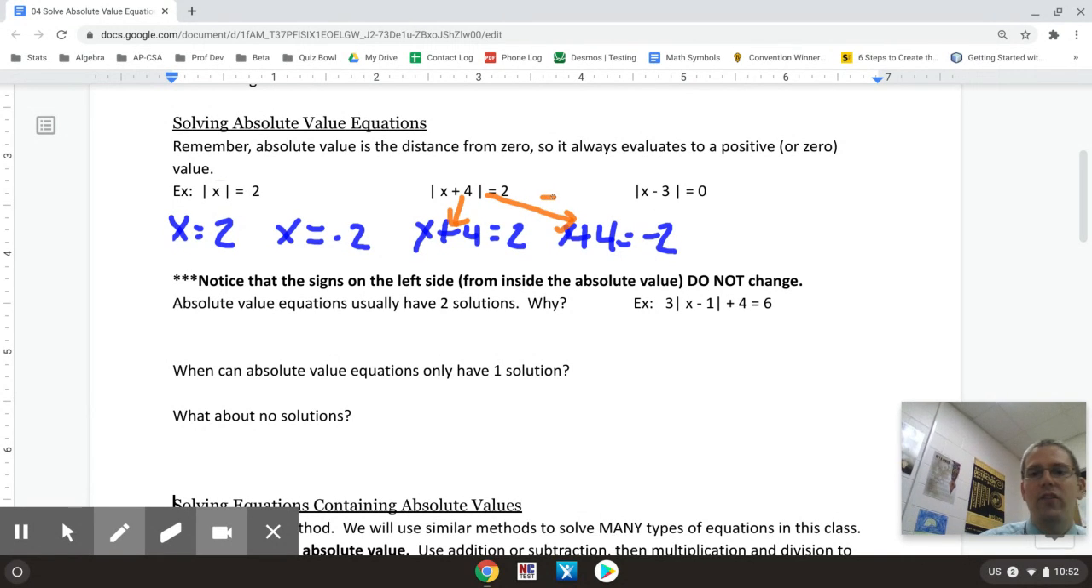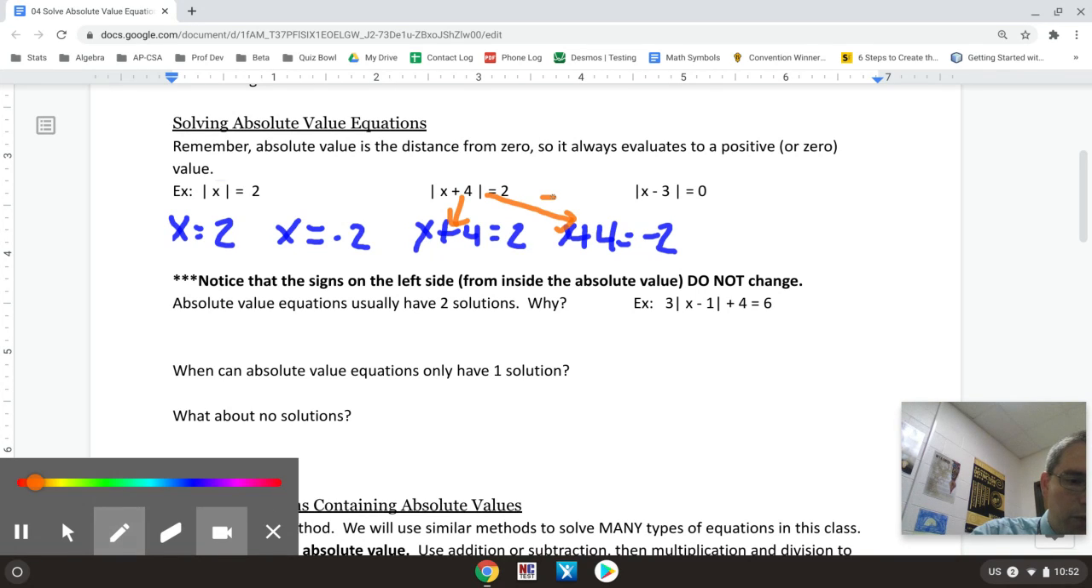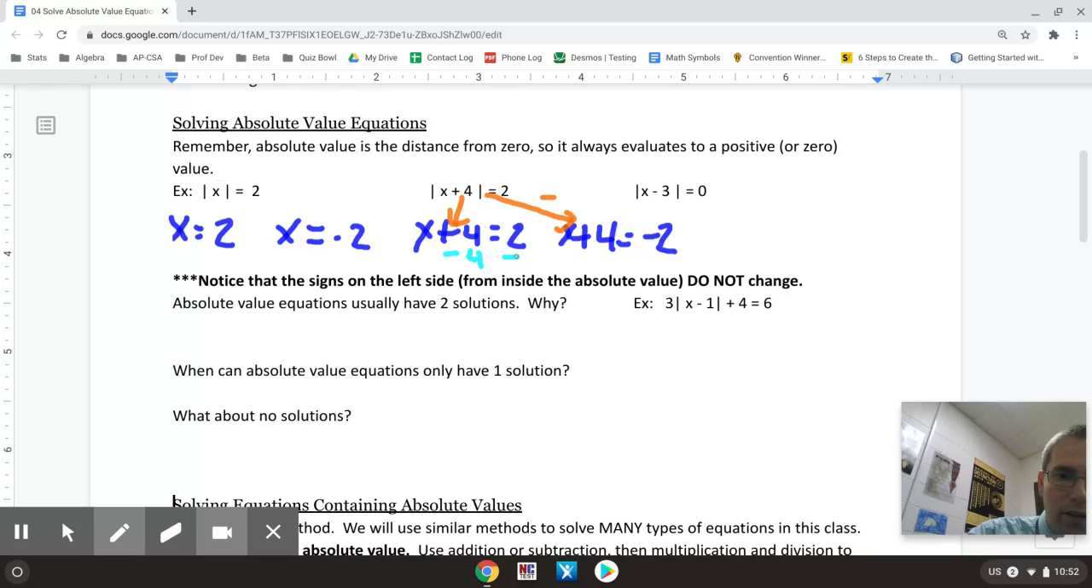Do notice as I do that, I did not change anything inside the absolute value, because x plus 4, what was inside the absolute value, could equal positive 2. x plus 4 could also equal negative 2. As I continue to solve, I would need to subtract 4 from both sides. So subtracting 4 from both sides here will give me x equals negative 2. Looks like I needed a little bit more room to write. And subtracting 4 from both sides there will give me x equals negative 6.